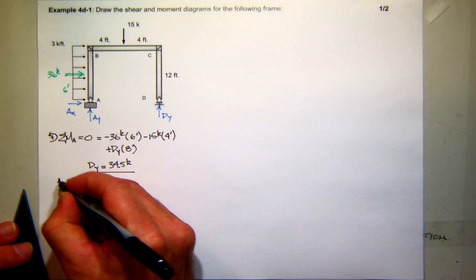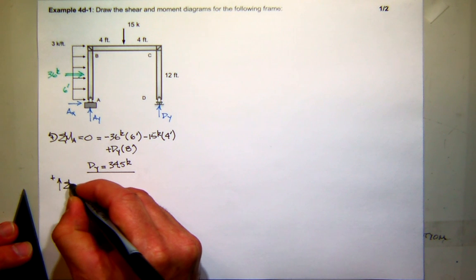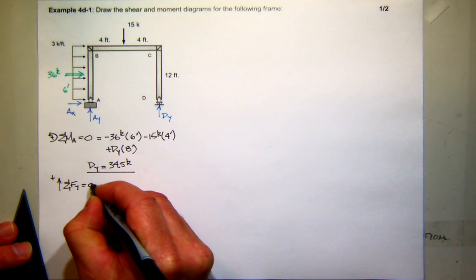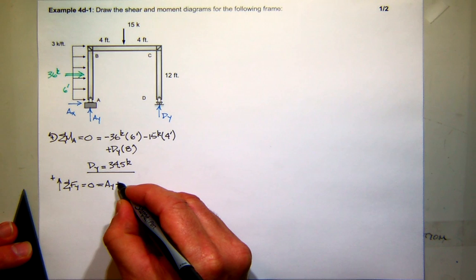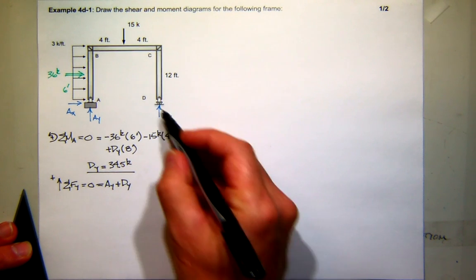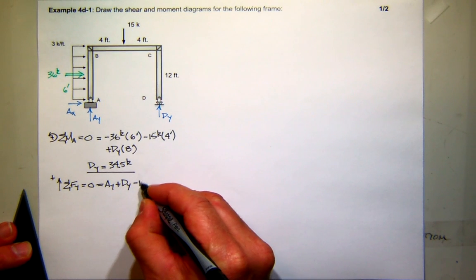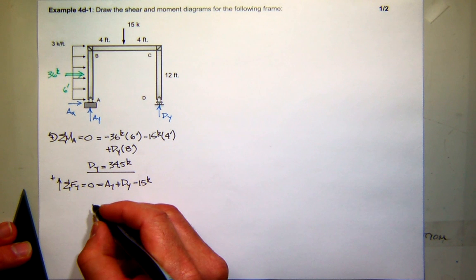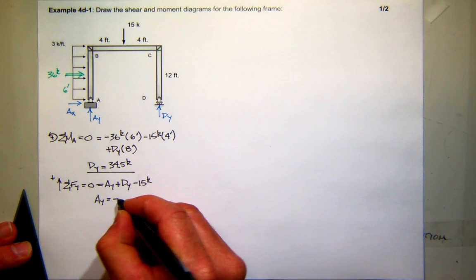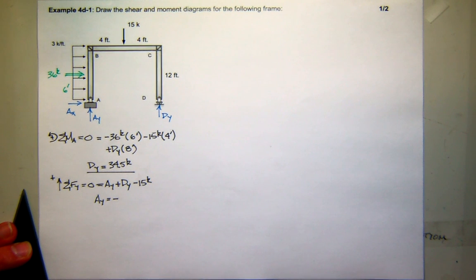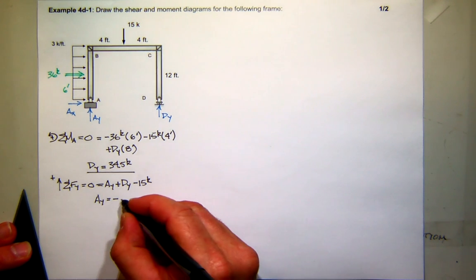So let's find the other reaction. So I'll sum forces in the y direction. So I have AY acting up plus DY and minus 15. So what is AY? I think that will be negative 19.5. 19.5? Anybody else get that? Yes, 19.5.